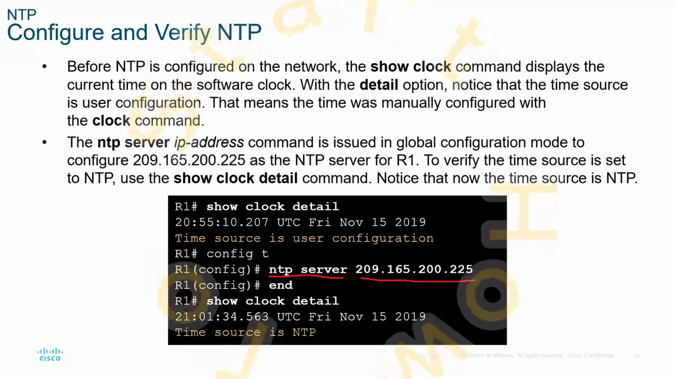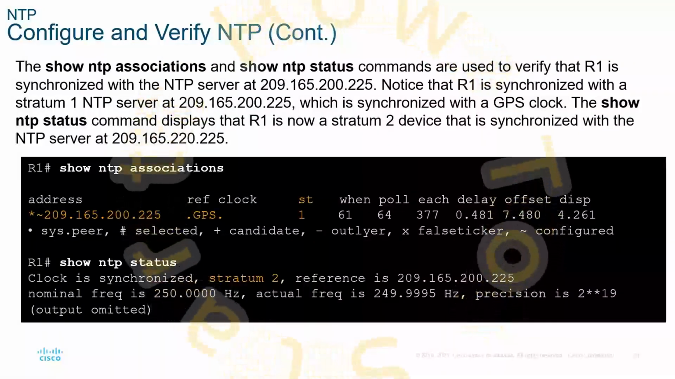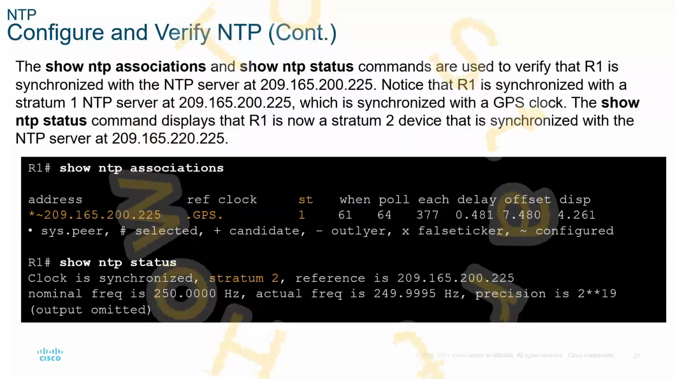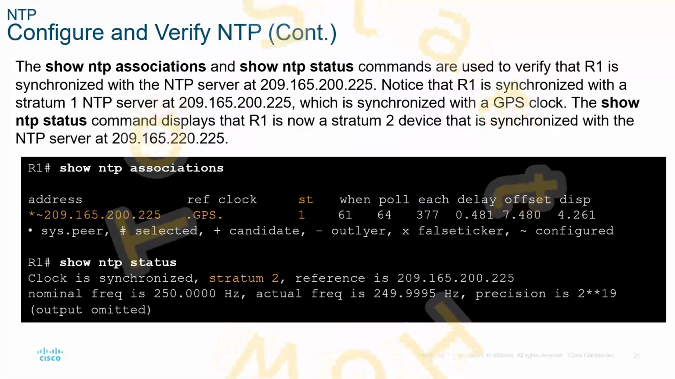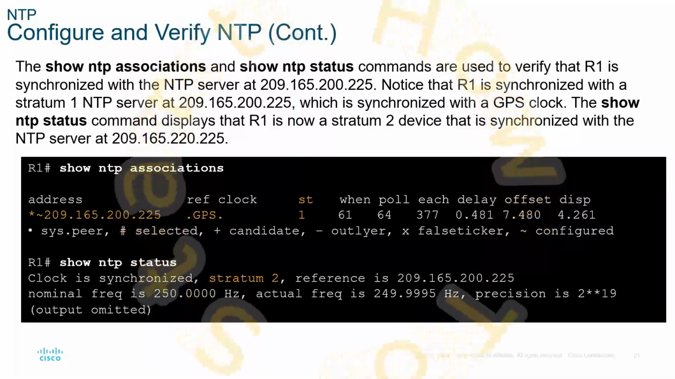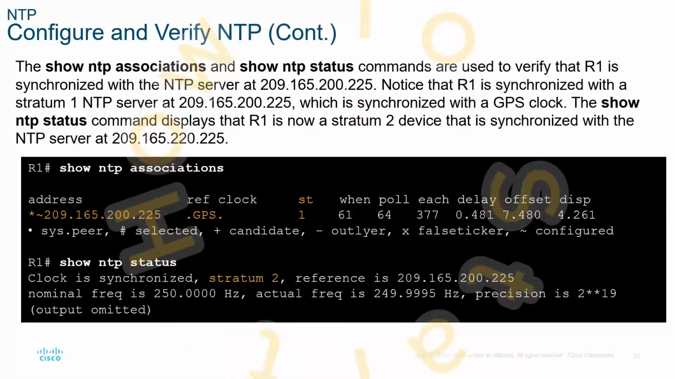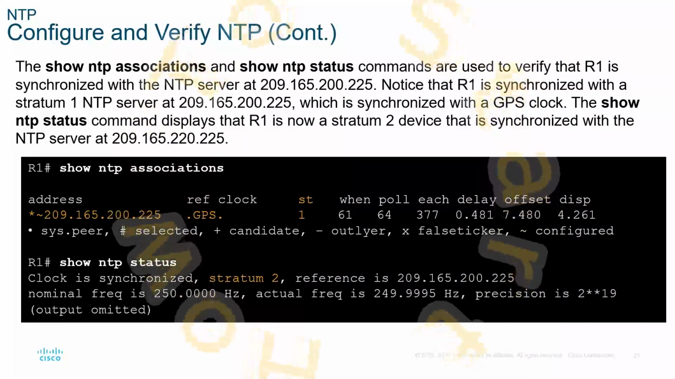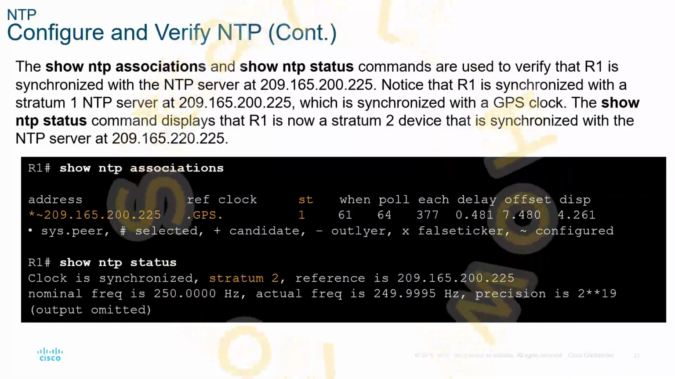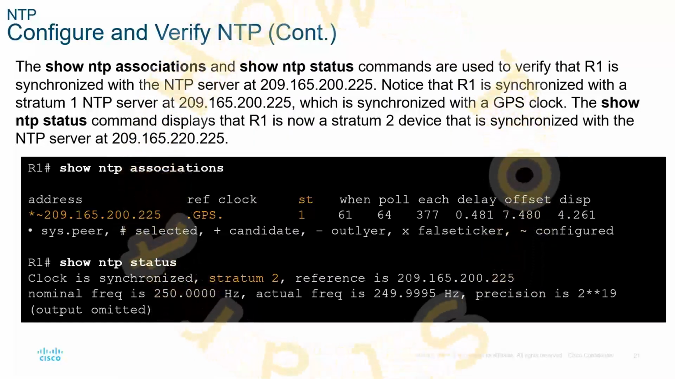We can also see things like the association by doing a show ntp associations or show ntp status. Basically, these will let us look at the address, the reference clock, the polling, the offsets, and all of the major details. The show ntp statistics will show us the stratum number as well as the reference and the frequency that it is actually dealing with. The big part here is we're looking at the precision of our time.